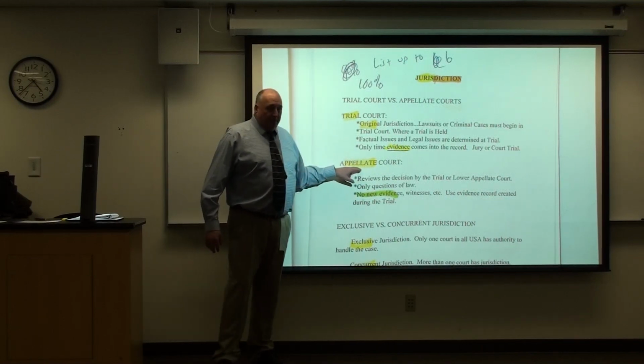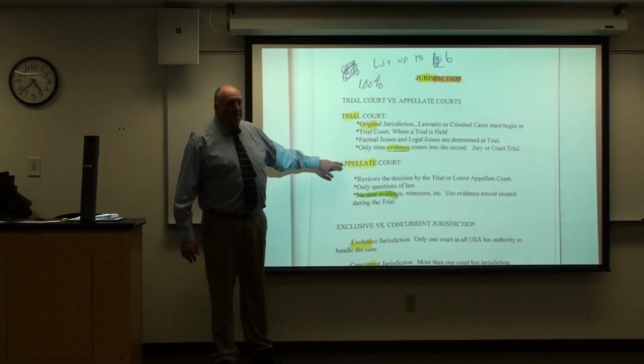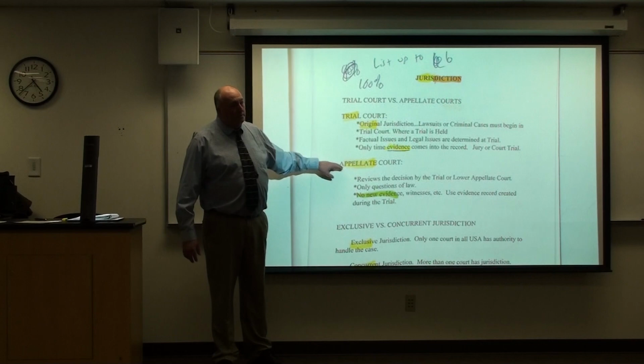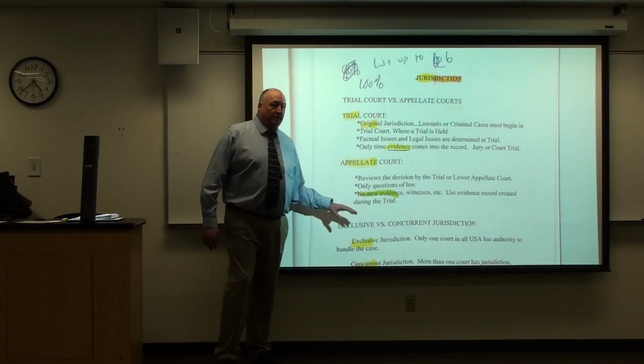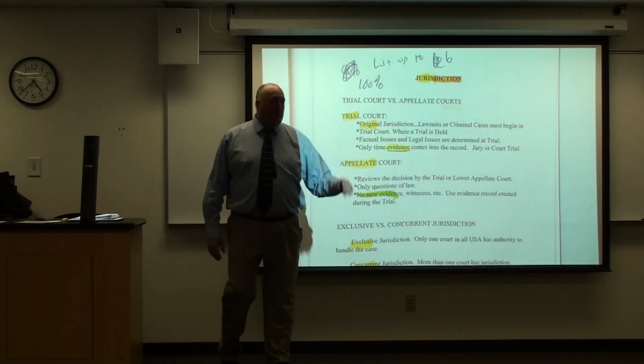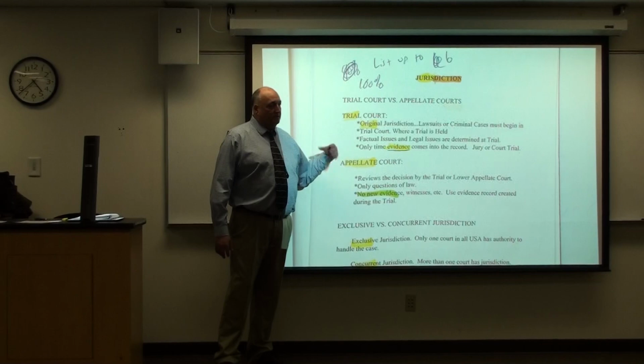Then we have appellate courts. Appellate courts, there's far fewer of them than trial courts. And basically the job of an appellate court is to review what happened at the trial court, or for a higher level appellate court like the U.S. Supreme Court, to review what happened at the lower level appellate court to make sure that the decisions were made by the judge correctly.